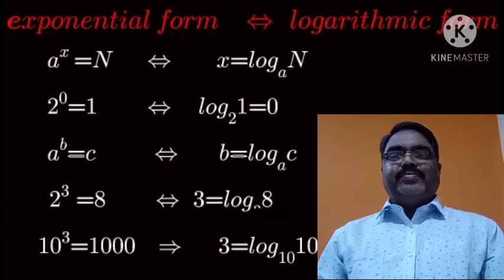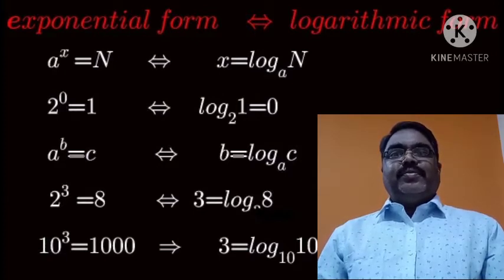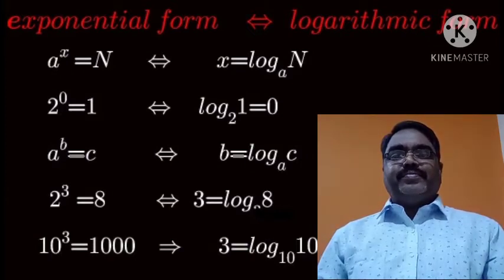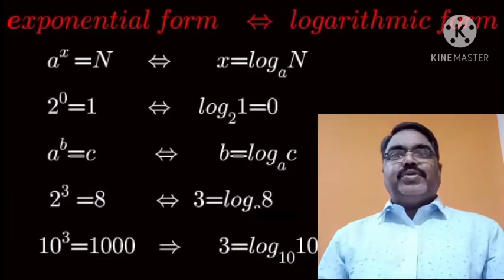For example, we know that 2 to the power of 0 equals 1. Anything to the power of 0 equals 1. And also we know that 2 to the power of 3 is equal to 8. And we know that 10 cubed equals 1000.